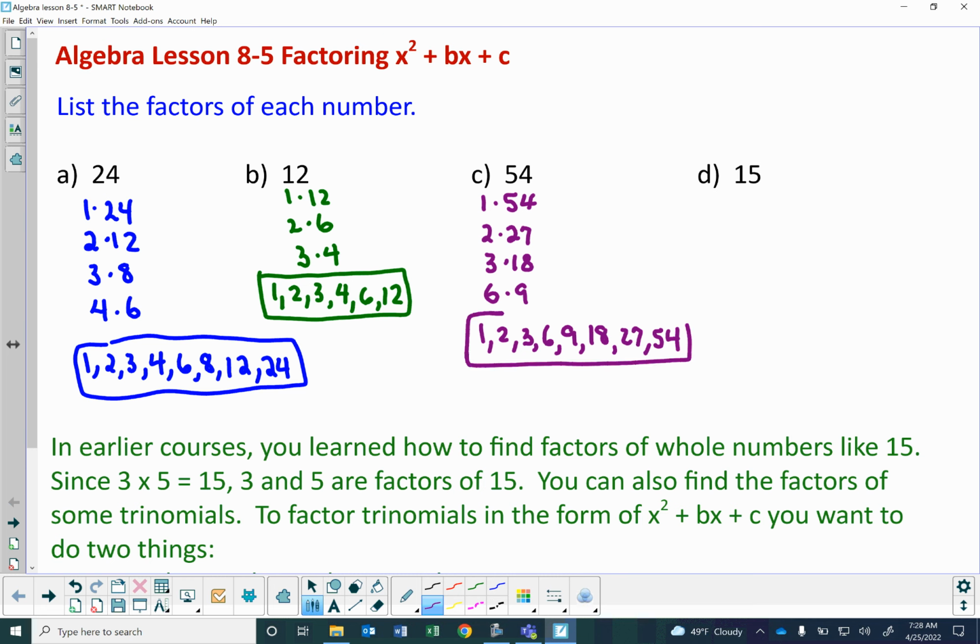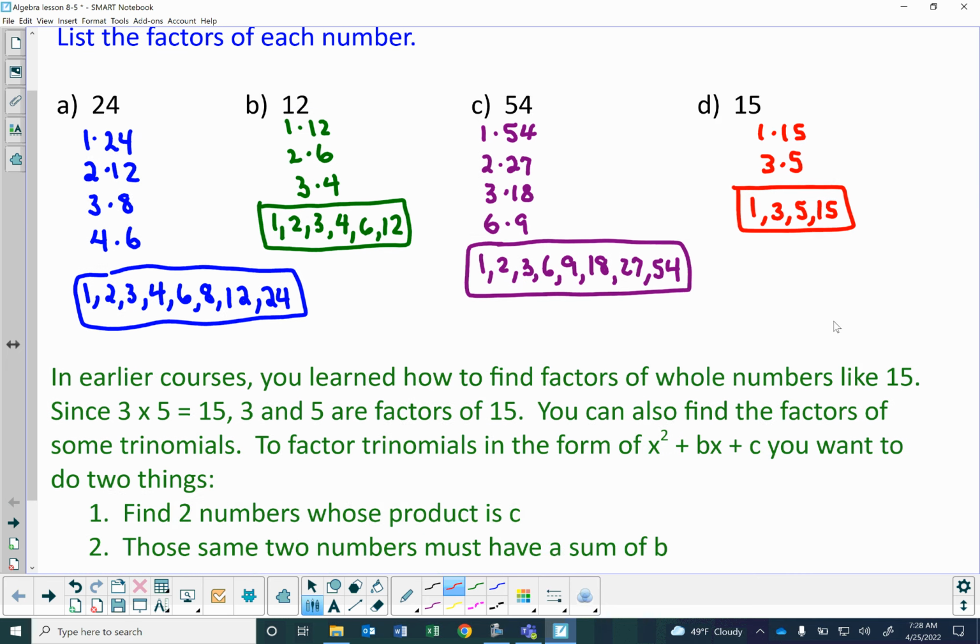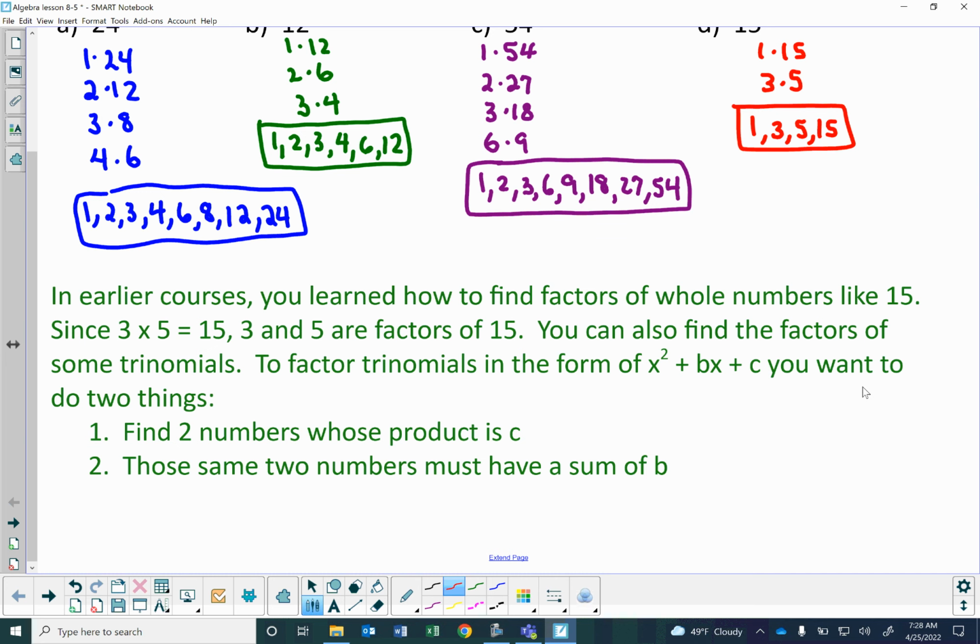And last but not least, we'll do the factors of 15. 1 times 15, 2 doesn't divide into it, 3 times 5, and I'm done. So 1, 3, 5, and 15. Now the reason I did this is because we're going to learn how to factor a trinomial. In earlier courses, you learned how to find factors of whole numbers like 15, like we just did. You can also find the factors of some trinomials.